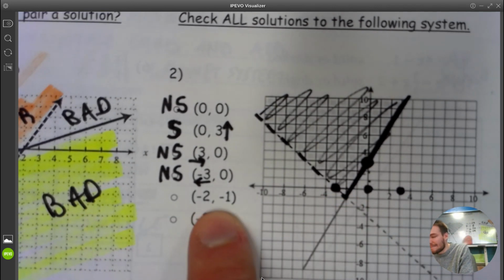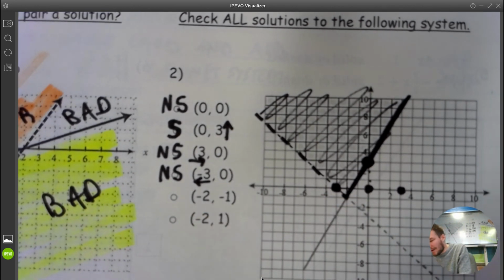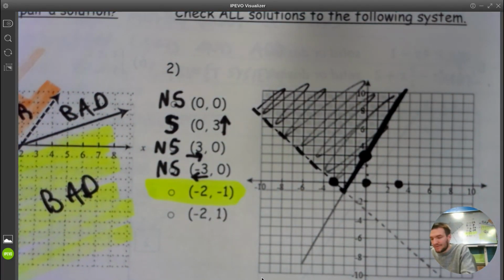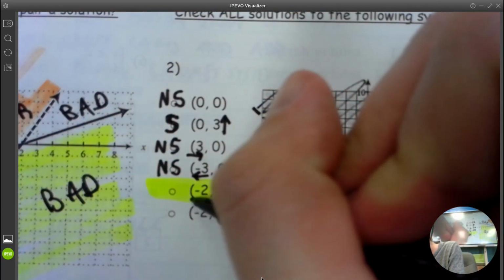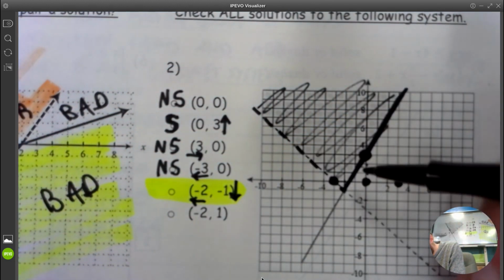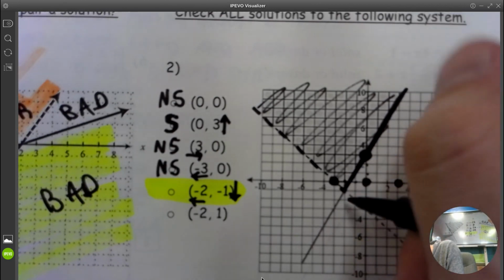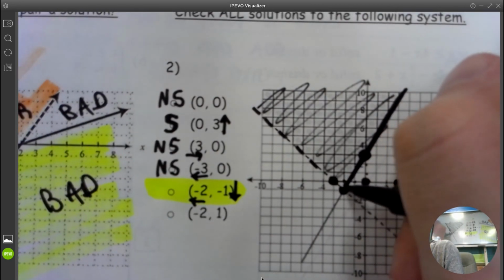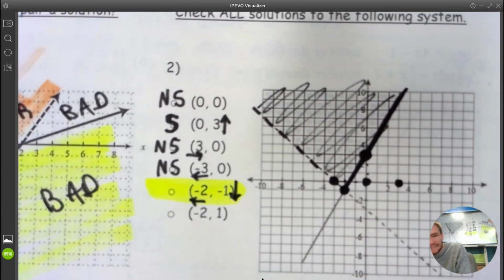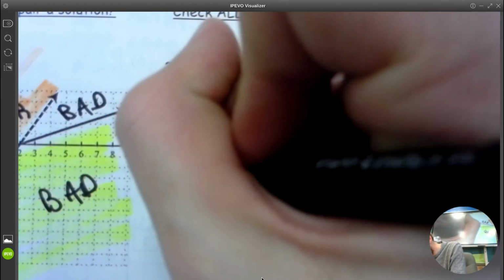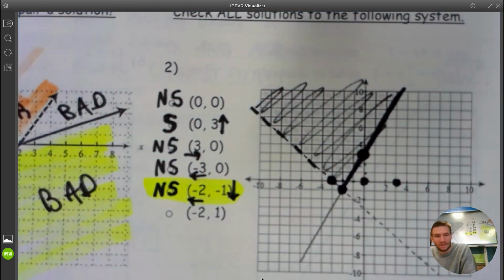Negative 2, negative 1. I'm going to go ahead and give this a highlighter so you know it's important to me. Negative 2, negative 1 tells me left, down. Left 2, down 1. That's going to put me right on the corner. Is that a solution or not? Nice job. I'm proud of you guys. You listened to me during the most important minute of notes.